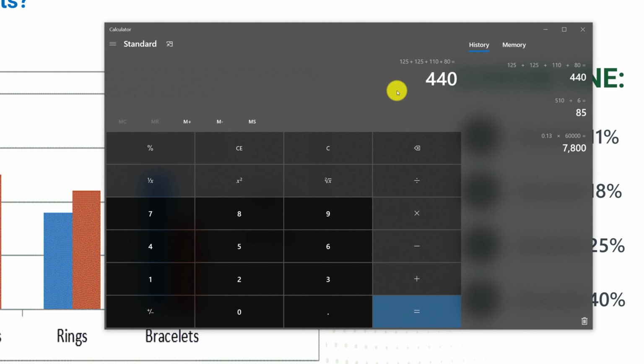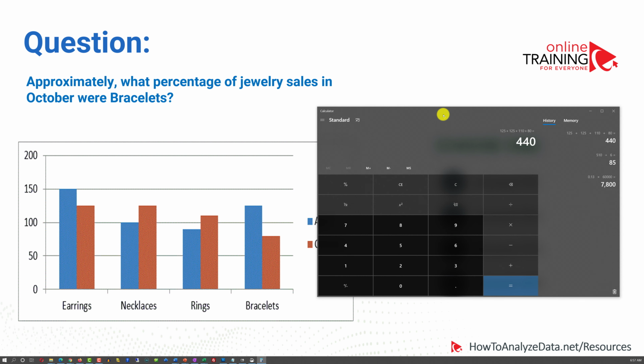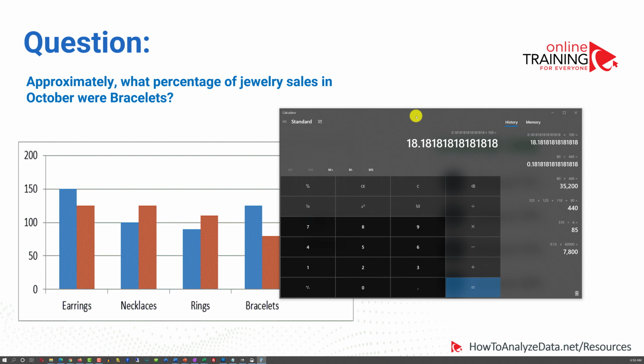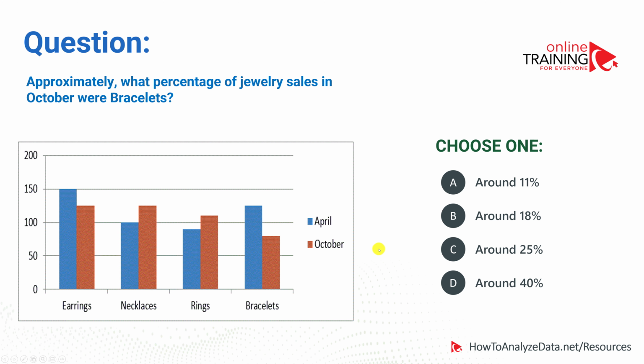The total number for October sales of jewelry is 440 items. Now we need to divide 80, which are the bracelet sales, by 440 and multiply by 100. The answer is about 18, which means that sales of bracelets are about 18% for October.